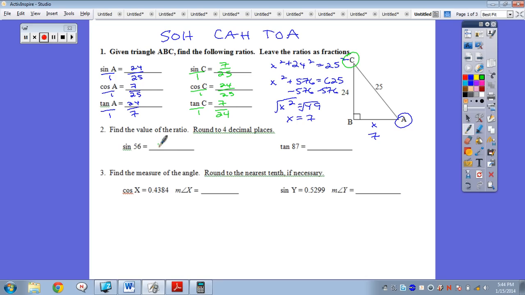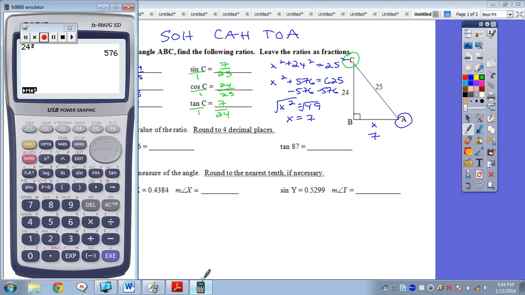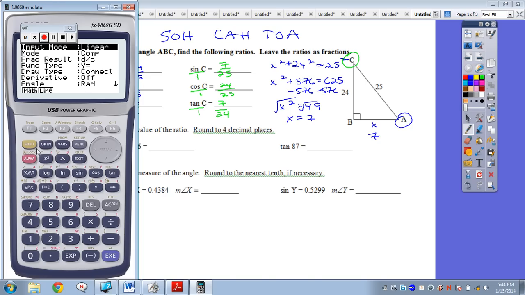For numbers 2 and 3, you're just telling me what the sine of 56 is equal to. So you've got your calculator. You want to make sure that it is in degree mode. So shift menu, go down to angle just to make sure that this part says DEG. It doesn't. So you're going to hit F1. So now it's in degree mode. Alright, so exit back to the main screen.